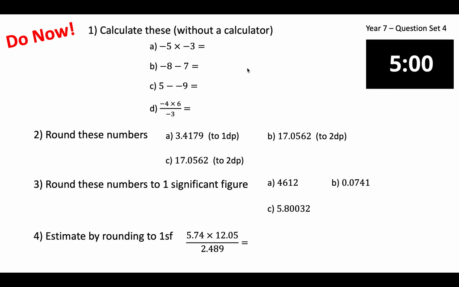Hi again, Year 7. This is question set 4 for your Do Now. As always, you've got 5 minutes to do them without a calculator, please. And notice on the last one there, let's just underline this, it says estimate, estimate by rounding. Okay, so off you go. You've got 5 minutes. Have a go at every question, please, and then check it against my answers at the end. Off you go.